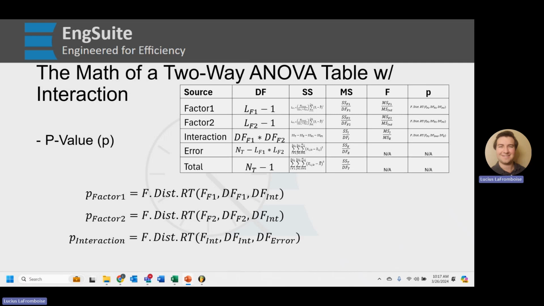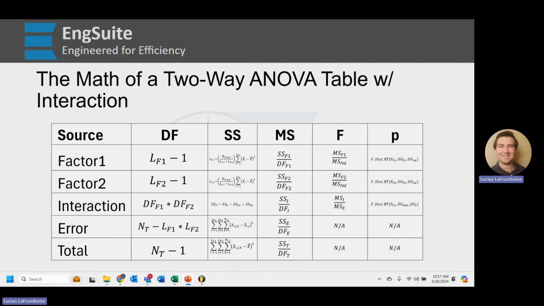Except we use the F for factor 2, the DF for factor 2, and still the DF for the interaction. Interaction's a little bit different because now our numerator degrees of freedom for interaction is for the interaction, and then our denominator is the degrees of freedom for our error. Again, the F value is for the interaction term. But so here we have the summary of this table, all of the math here. And like I said, very shortly, we are going to go in Excel and actually calculate this. I just wanted to walk you through this so that you could see all of the equations for yourself.